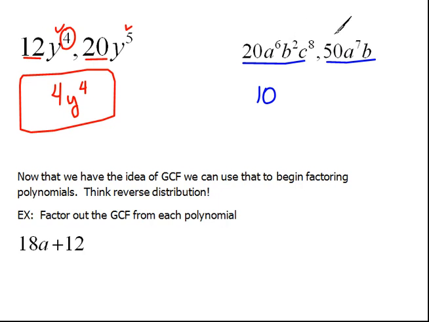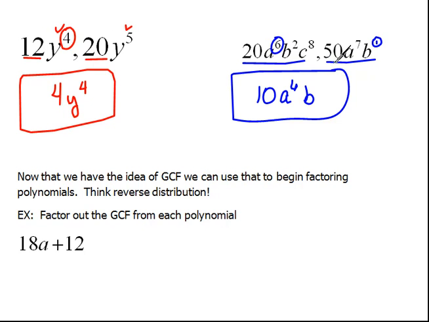Now let's look at our letters. We have a to the 6th and a to the 7th, so they both have an a in common. The smallest of those exponents would be a 6, so our GCF would have a to the 6th in it. Now let's look at b's. We have b squared and b, so they both have a b in common. The smallest exponent here is technically a 1, even though it's not written, so that would be a 1. Now lastly, we have c's. We have c to the 8th in the first term, but no c's in the last term, so they do not have any c's in common. That tells us that our GCF then is 10a to the 6th b.